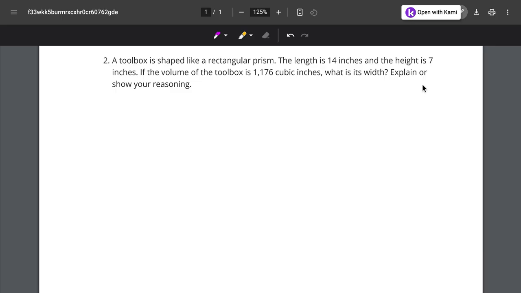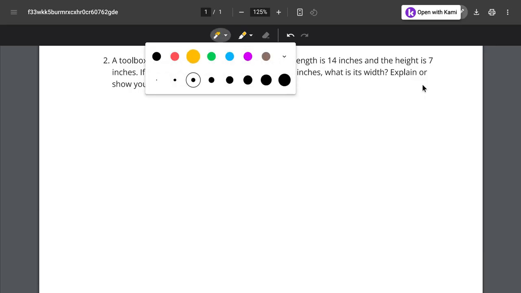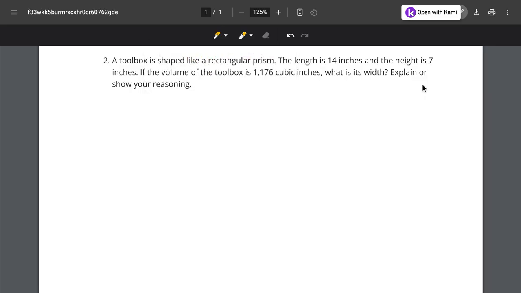So that's the very first thing that we need to do. Well, the very first thing that we need to do here is we're going to look at the dimensions that are given. We know we have a length of 14.